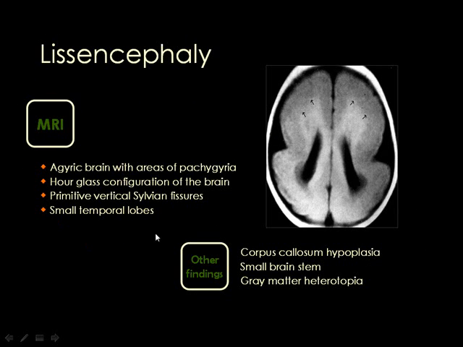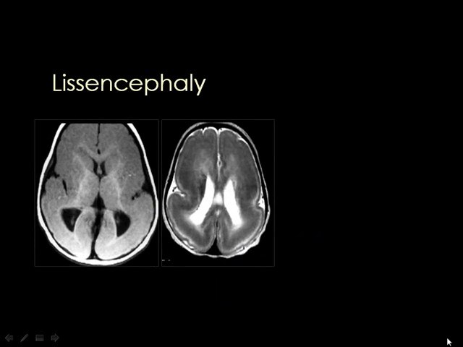Then these are the MRI findings: an agyric brain with areas of pachygyria. Sometimes you can see a sulcus or two. Hourglass configuration of the brain due to shortening and the vertical orientation of the sylvian fissures. Primitive vertical sylvian fissures and small temporal lobes. Also, you may get corpus callosum agenesis, a small brain stem, and gray matter heterotopia.